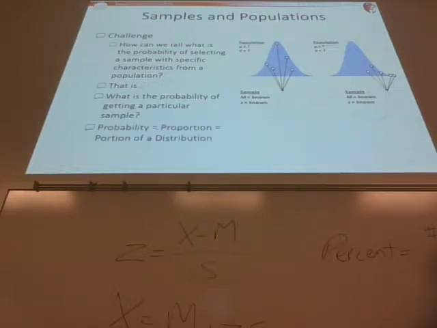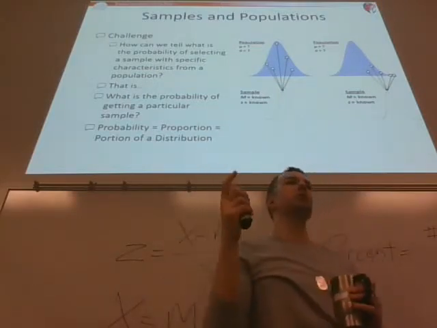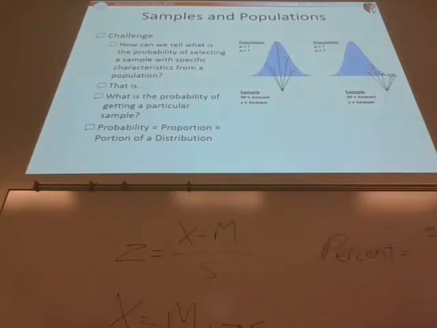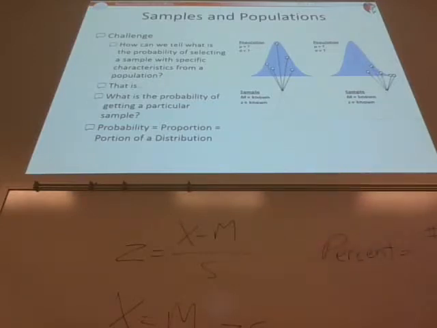I.e., what is the probability? What is the proportion? What is the proportion of a distribution? So this is going to be the first part where you're going to really see that it pays off by thinking of probabilities as a proportion of a distribution, because that's exactly what we're going to use to figure out how likely is this sample versus how likely is this sample.